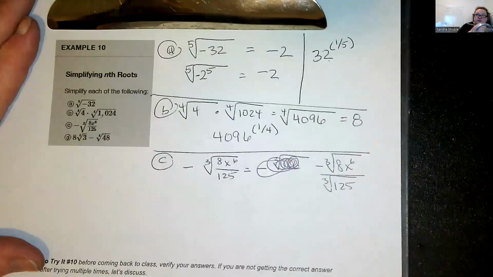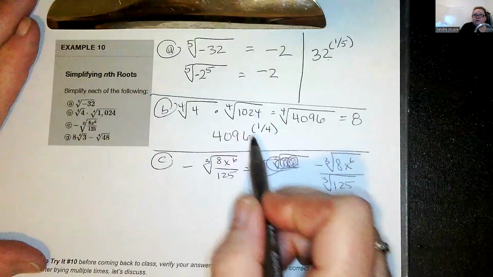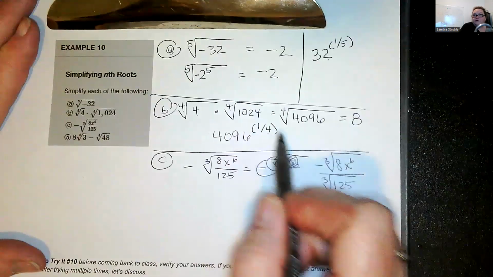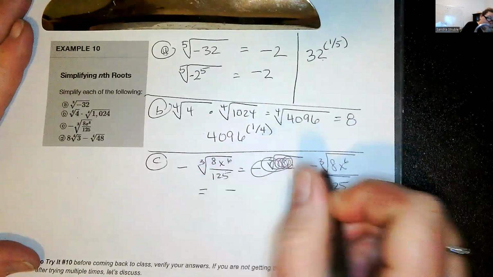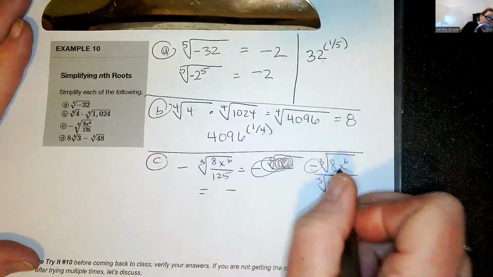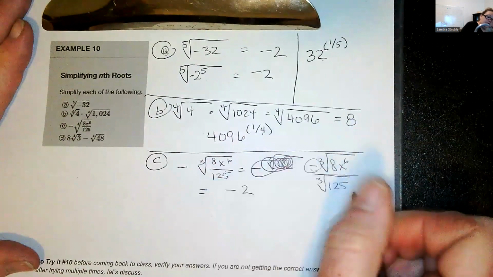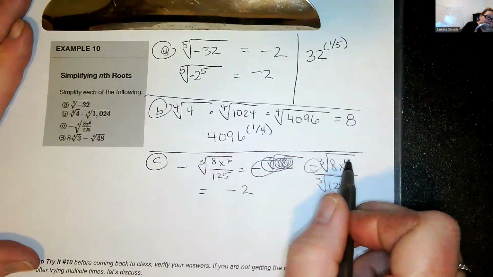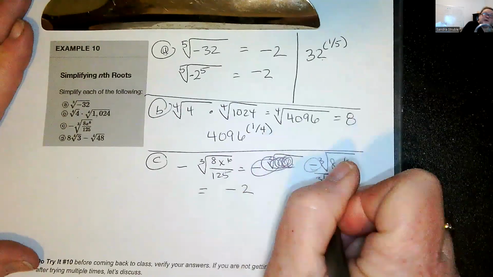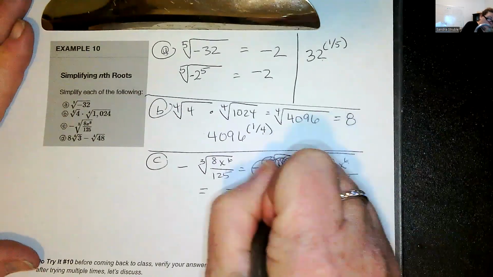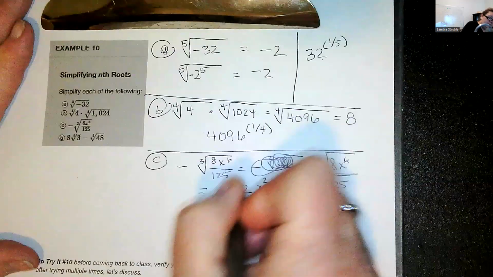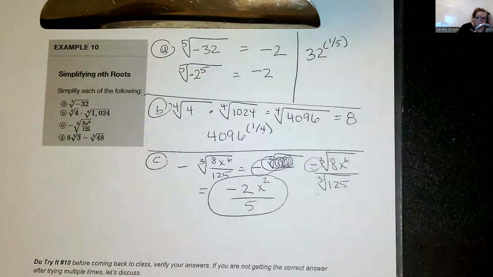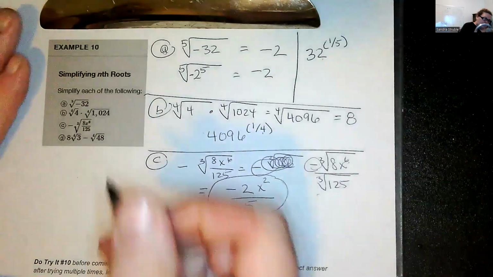All right, again, use your to the 1/3 instead of 1/4, and that's going to equal negative, first of all, because we've got a negative here. Cube root of 8 is 2. Cube root of x to the 6 is just 6 divided by 3, because power over root, is x squared, over cube root of 125 is 5. And that's our answer for that one. Okay. And then D.